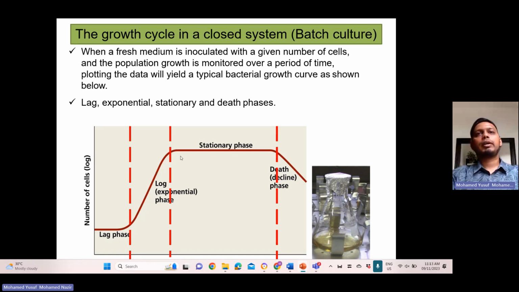So at this phase, why it became a plateau here is because the number of the new cells and the number of the dead cells are at similar rates. So that's why it became a plateau here. But after some time, the number of cell deaths exceeds the number of cell growth. So maybe at this time the nutrients completely diminish, so the cells will enter a death phase. So the number of cells will start to decrease.